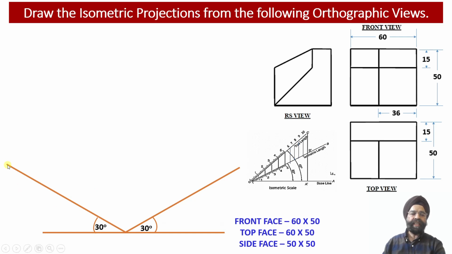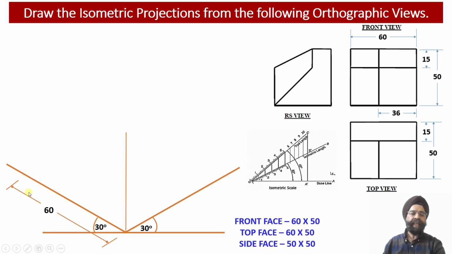So now this is the x-axis alongside which the length of the solid will be depicted. This is the isometric y-axis, alongside which we are going to depict the height of the solid. And this is the z-axis, alongside which we are going to obtain the width dimensions of this particular solid.